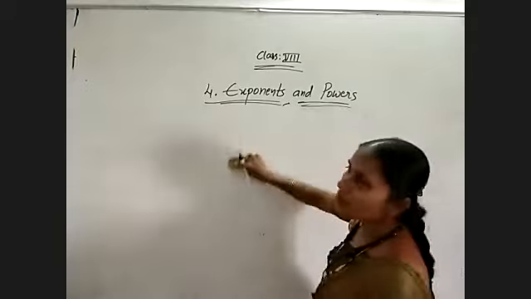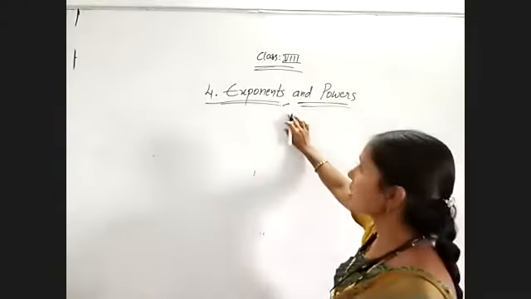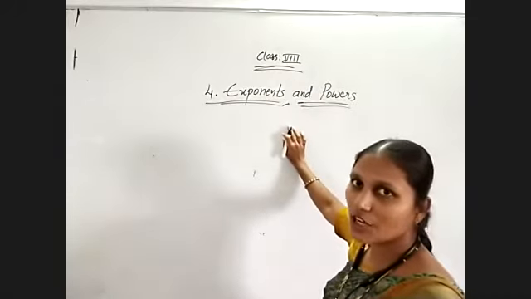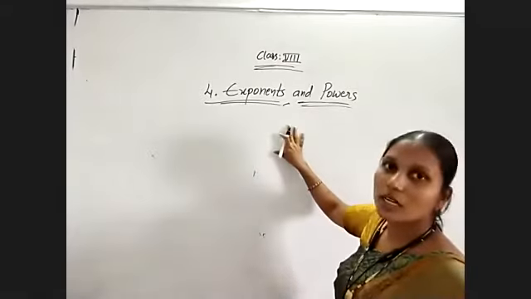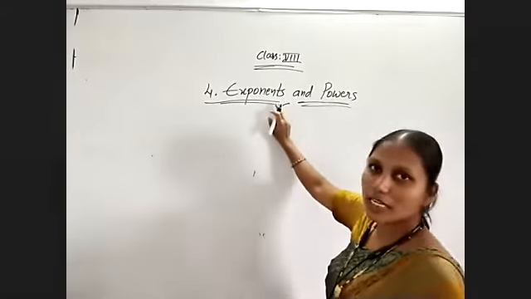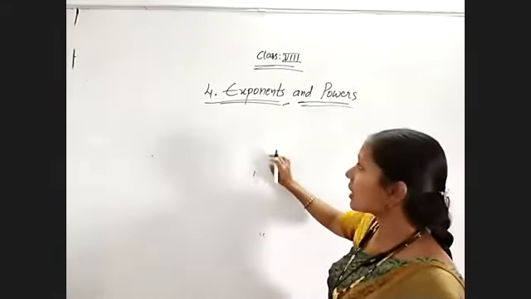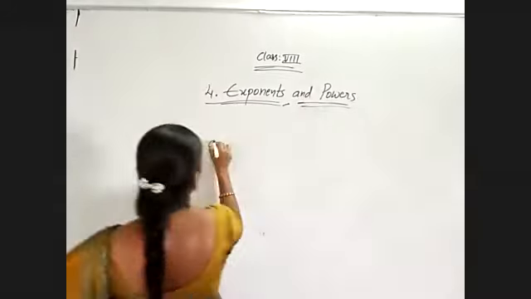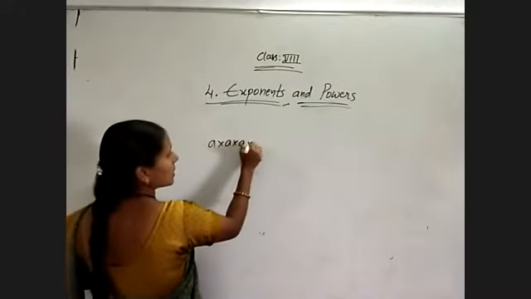First of all, why are we using exponents? To express very large numbers in short form, we need a special type of representation. That representation is the exponential form. In the exponential form, the same number is multiplied several times.